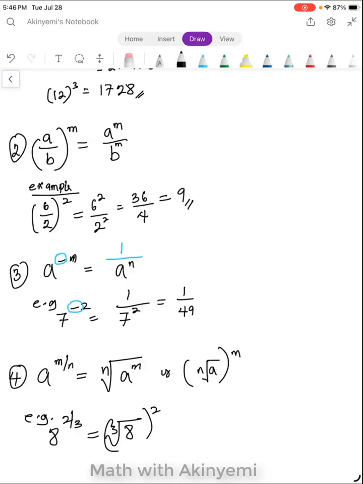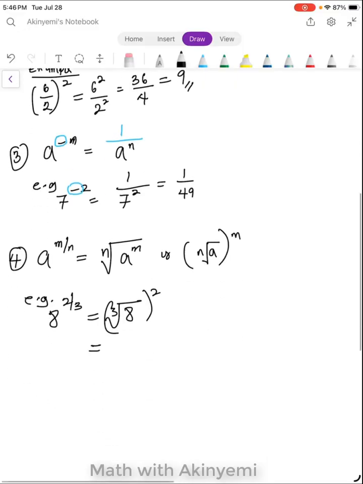Can you see? So this is going to give us the cube root of 8 is 2. That is like saying 2 squared, which equals 4. Or we can do it by saying the cube root of 8 squared. These two, this is it. The one at the top is the power. The one below it is the what? Root. You see? It's power. Okay.